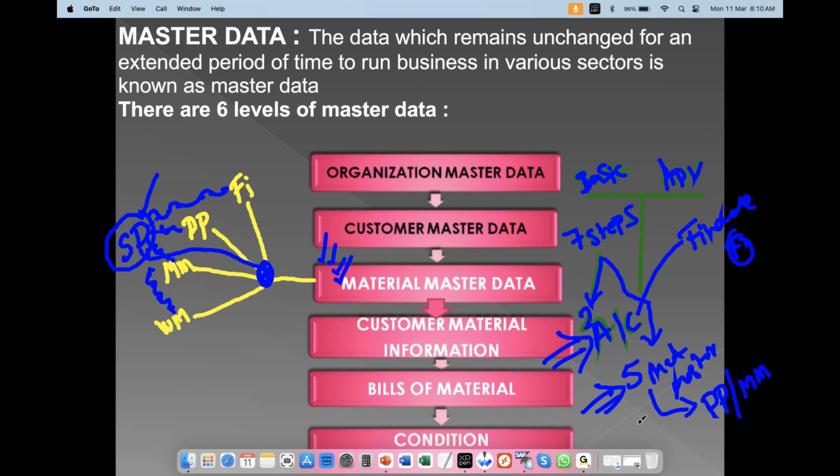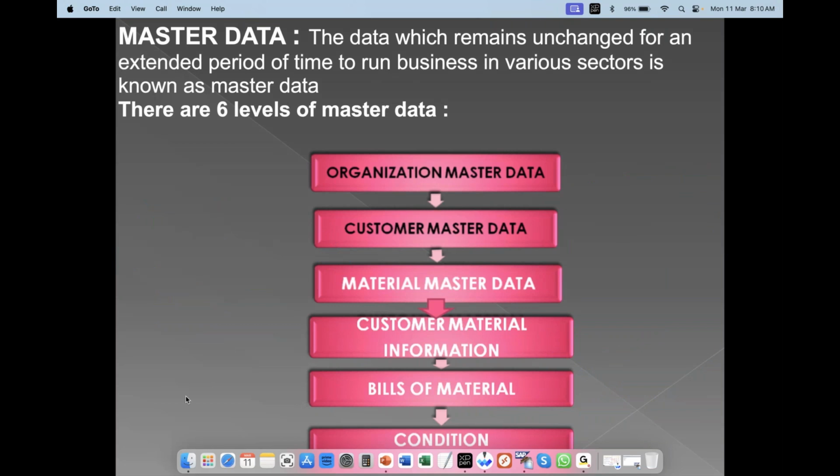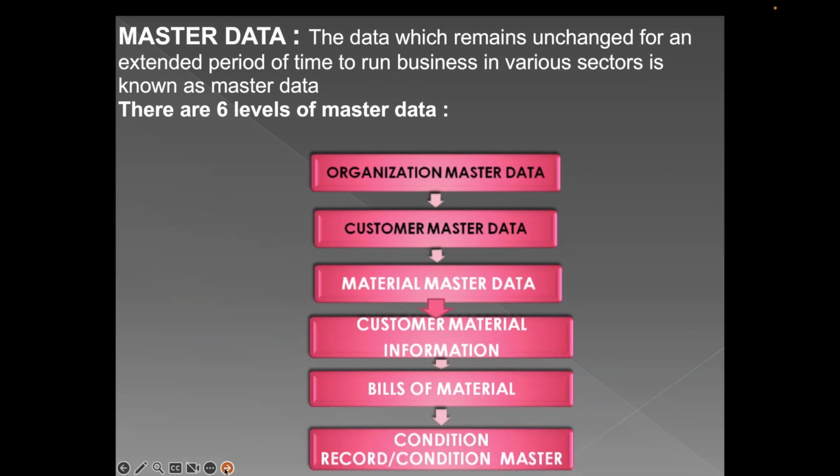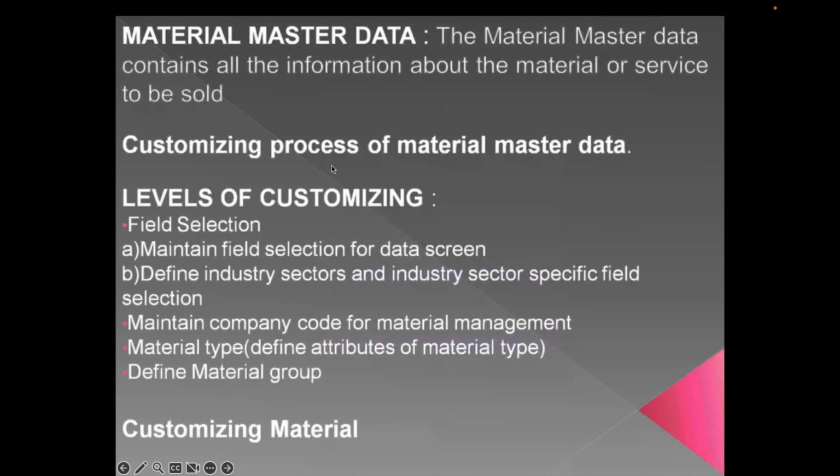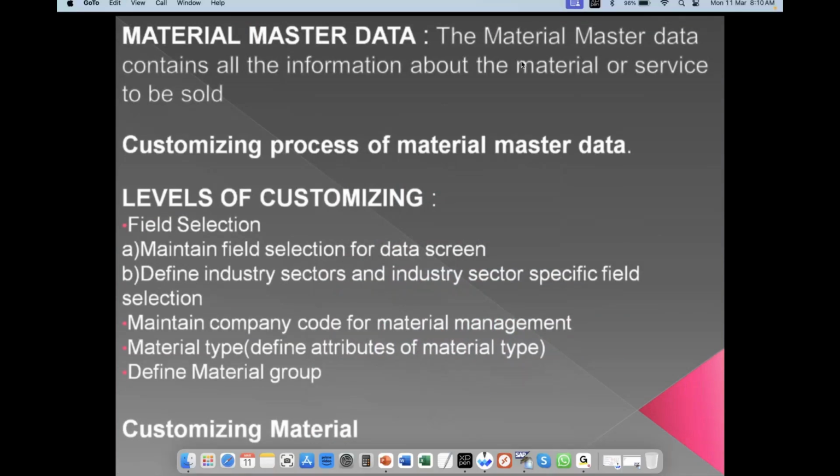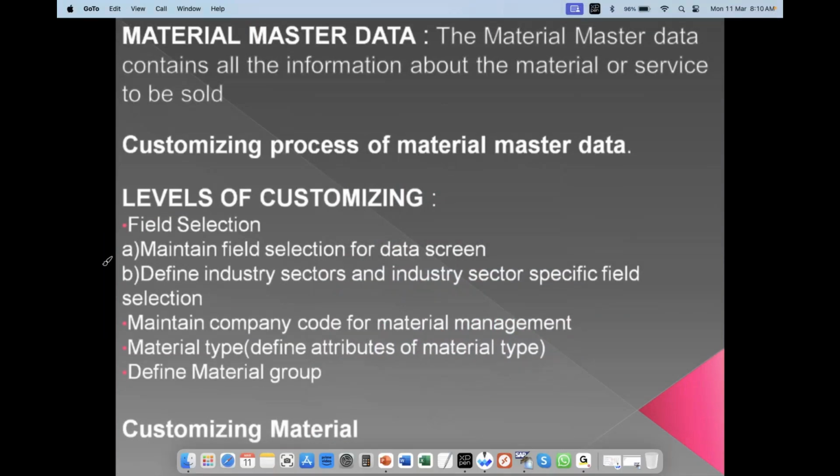So now your question should be, sir, what are those 5 stages? What are those 2 stages? What are the complete 7 stages? First, today we'll understand as an overview. Then we'll move on. See, these are the 5 steps of material master which we need to configure. Maintain field selection for data screen. A layout which we use to create a material should be shown, what particular fields.